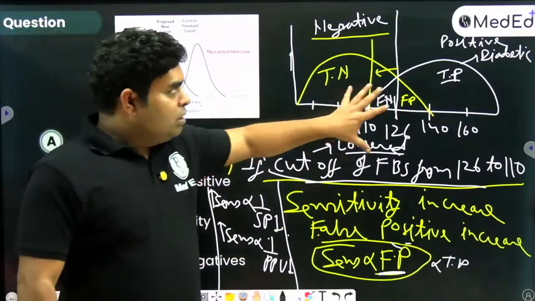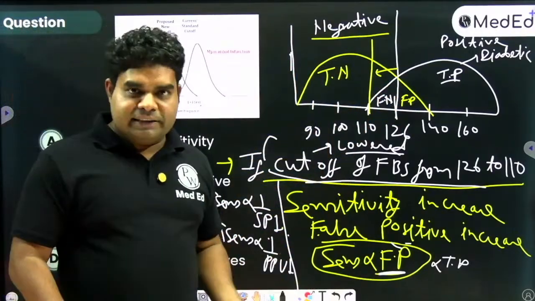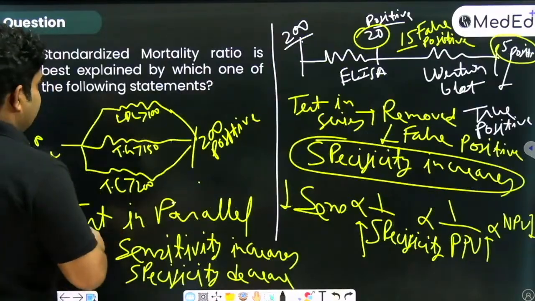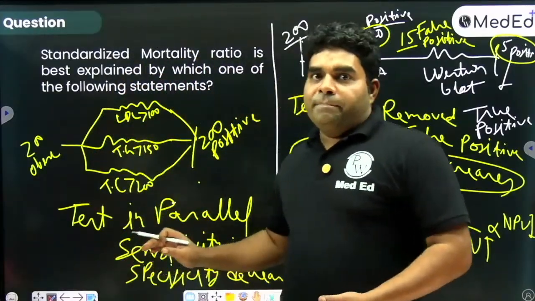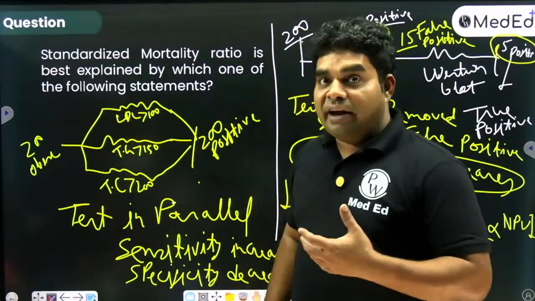So these are the two tough questions based on graphs which you can easily understand and easily answer. Okay, so these are some of the questions which I wanted to discuss till this point. Then the last question in this discussion was on standardized mortality rate. How will you explain standardized mortality rate?